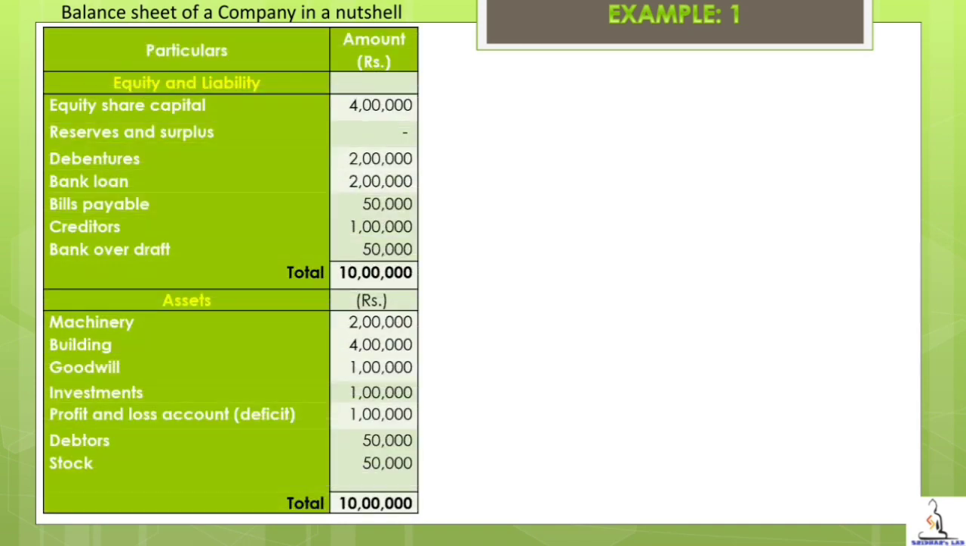In this example, I have taken a brief summary of a balance sheet. You can pause the video and observe the items. Equity share capital 4 lakh, reserves and surplus nil, debentures 2 lakh, bank loan 2 lakh, bills payable 50,000, creditors 1 lakh, bank overdraft 50,000, the total being 10 lakh. Under assets we have machinery 2 lakh, building 4 lakh, goodwill 1 lakh, investments 1 lakh, profit and loss account deficit 1 lakh, debtors 50,000, stock 50,000.